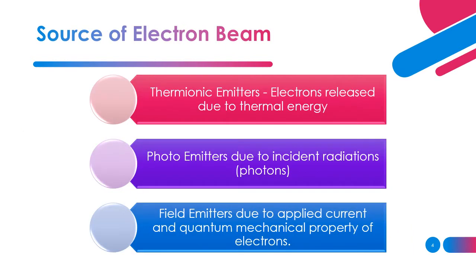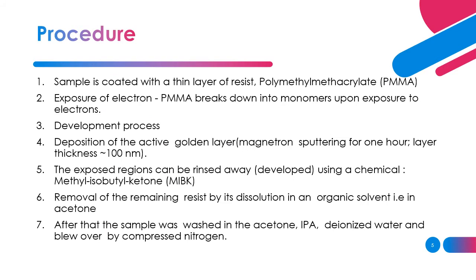There are three sources of electron beam. One is the thermionic emitter, where electrons are released due to thermal energy. Then the photoemitter, due to incident radiation, which is photons. And the field emitter, due to the applied current and quantum mechanical properties of the electron. So let's see the procedure of the EBL.